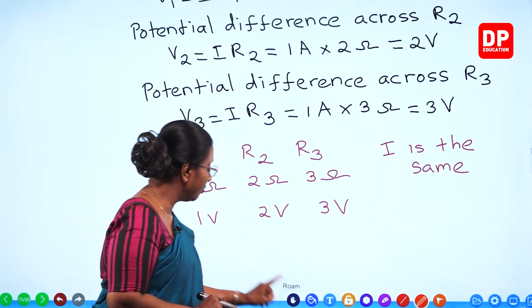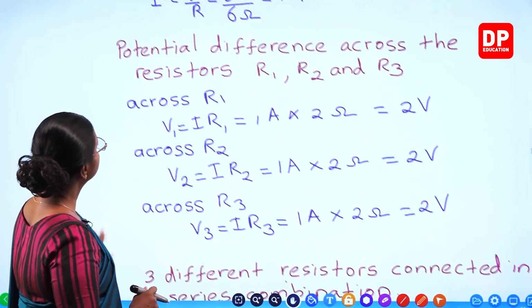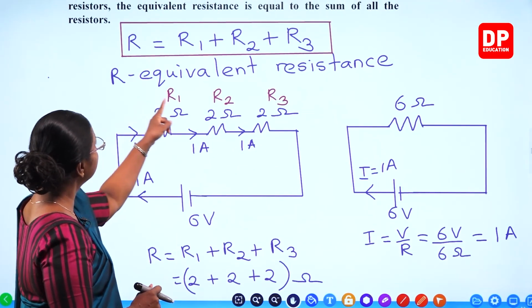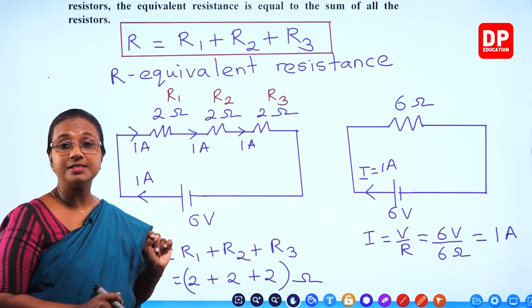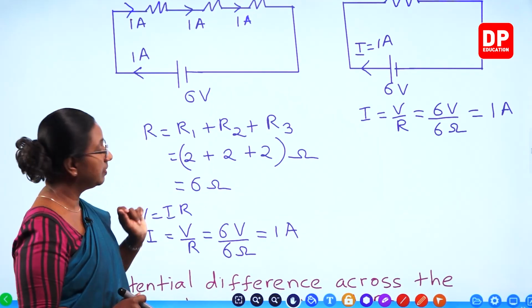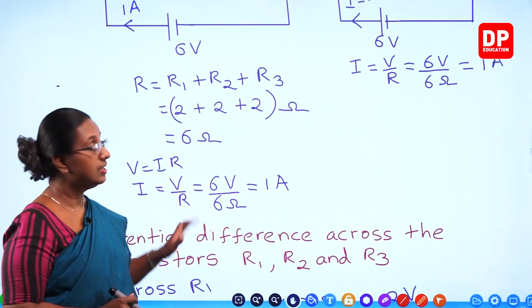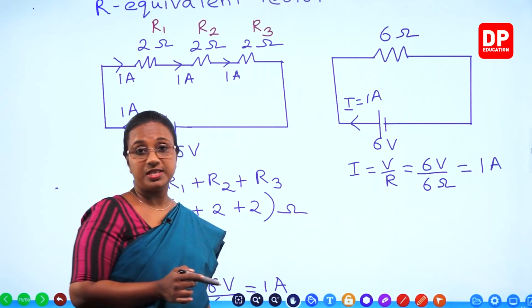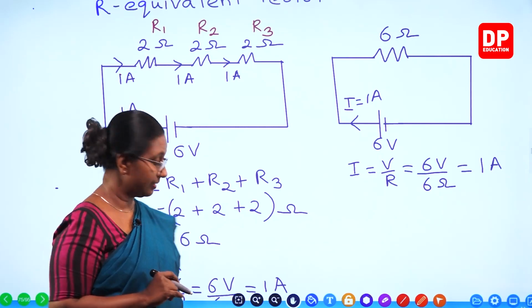We will quickly go back and go through all the values. So from this, you were able to get the equation for equivalent resistance. We had 3 equal resistors with 2 ohms. There also we calculated the equivalent resistance as 6 ohms and the current flow as 1 ampere. So that is similar to having a resistor with 6 ohms there. That is what we call equivalent resistance.